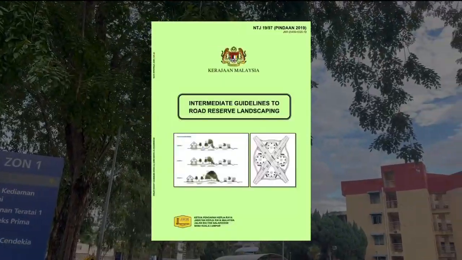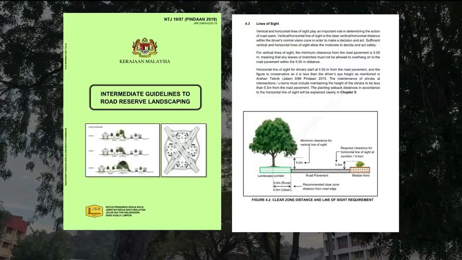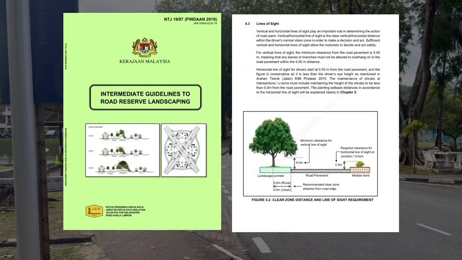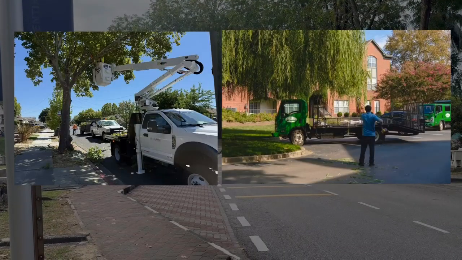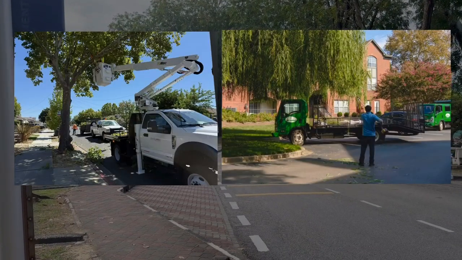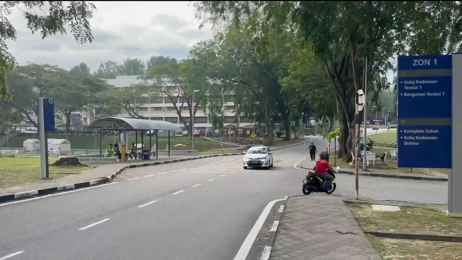According to the Intermediate Guidelines to the Road Reserve Landscaping, Nota Teknik Jalan 1997, Section 4.3, adequate clear zone distance and proper line of sight must be maintained with tree branches at least 5 meters away from the road surface. Therefore, regular landscape maintenance is necessary to trim overhanging or low branches, restore proper clear distance, maintain clear visibility, and enhance overall road safety for all road users.